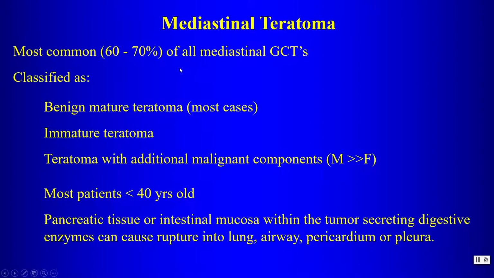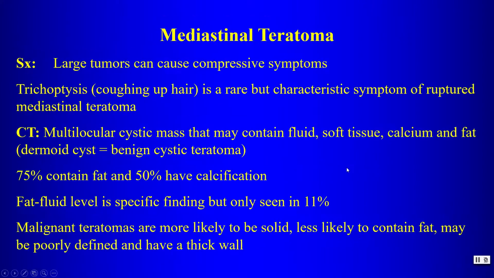So these mediastinal teratomas are the most common of all mediastinal germ cell tumors. They can be benign, and most cases are, although you can have immature forms and you can have forms with malignancy. Again, males are more commonly affected than females for malignant teratomas. Most patients are young. Pancreatic tissue or intestinal mucosa within the tumor can secrete digestive enzymes, and that can cause rupture into the lung, airway, pericardium, or pleura. Large tumors can cause compressive symptoms. Trichoptysis, coughing up hair, is a rare but characteristic symptom of a ruptured mediastinal teratoma.